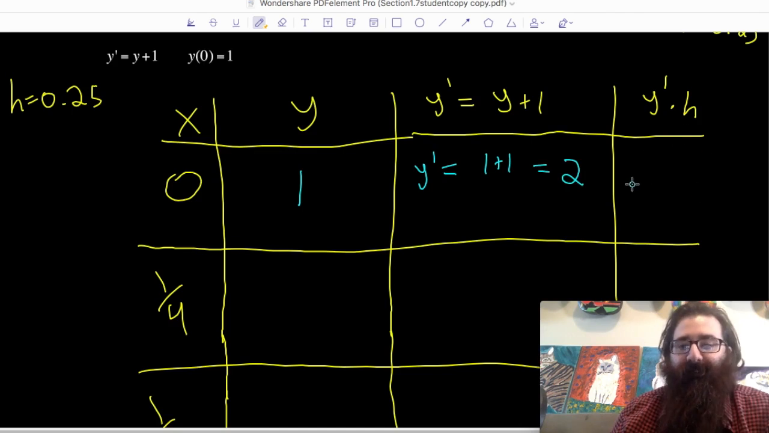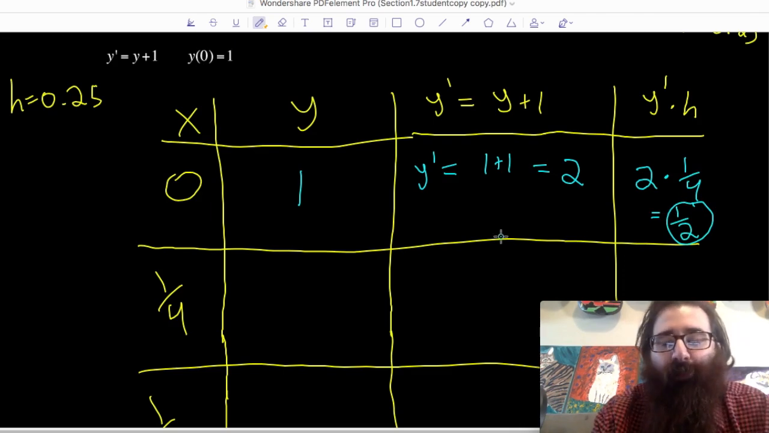And then I bring this into the next cell over where I take this answer that I just got for y prime, which was 2, and I multiply this by h. And here h is 1/4. So 2 times 1/4 reduces to 1/2.